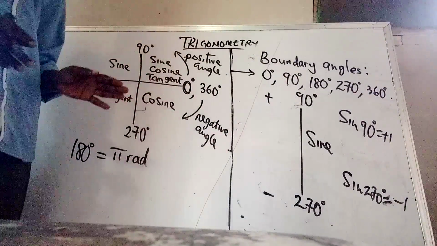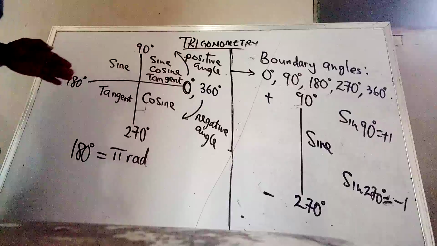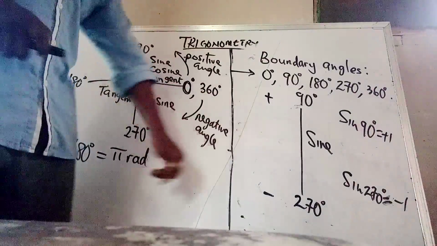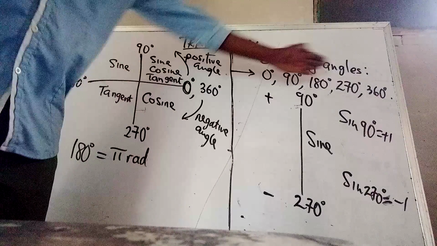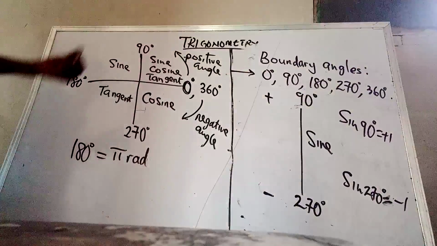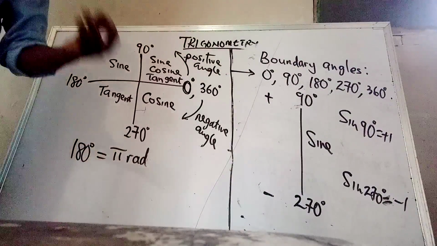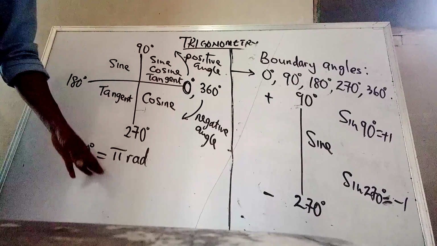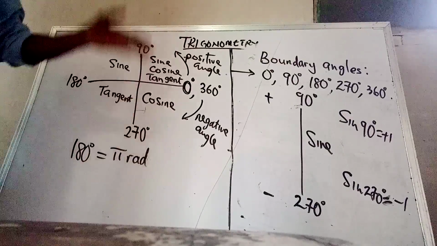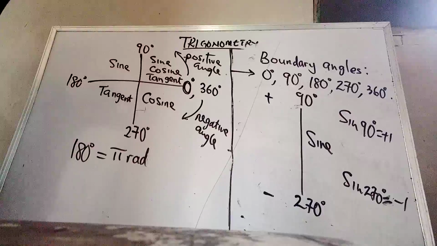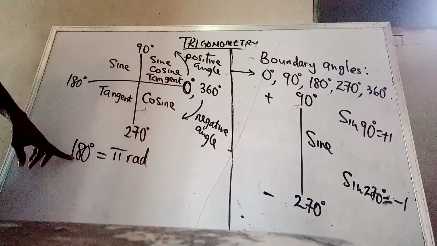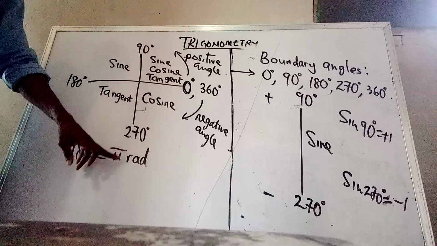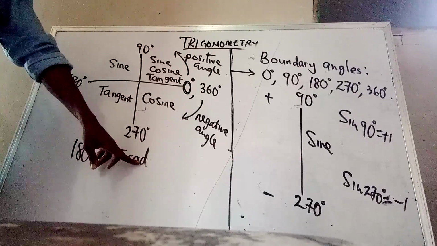Lastly, on this episode, you should know that all angles in degrees can be converted to radians, which is mostly used in calculus and other advanced mathematics. Now, 180 degrees is equal to pi radians. Please take note of that.